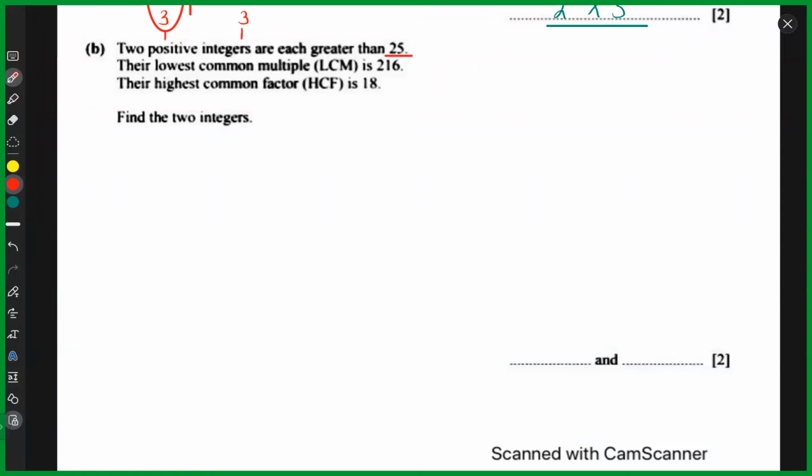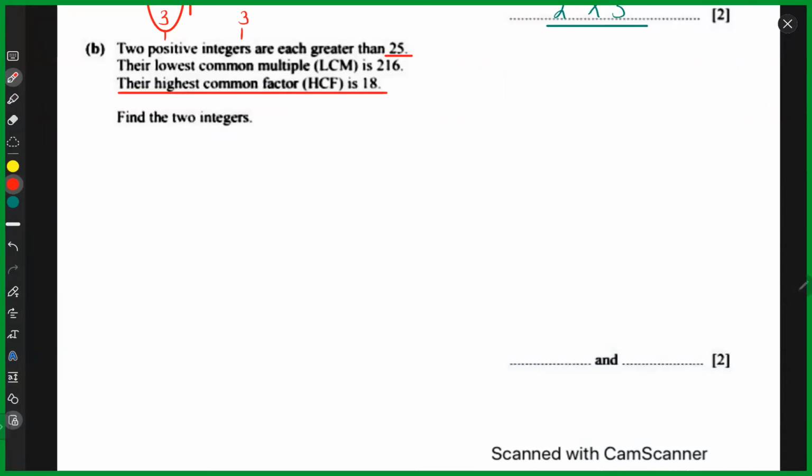Such questions are done by the hit and trial method, but you cannot think about all the numbers greater than 25. That would take a lot of time. We need to take out some specific numbers using this piece of information.